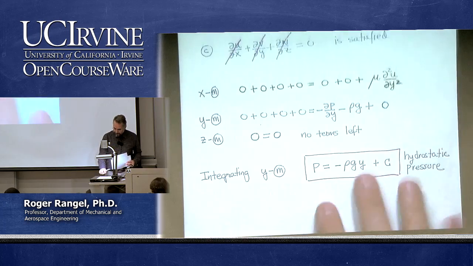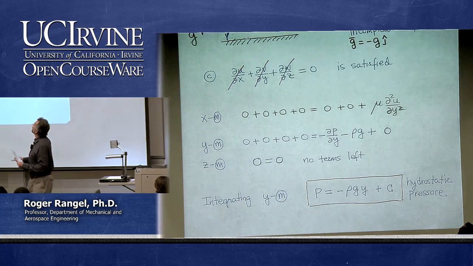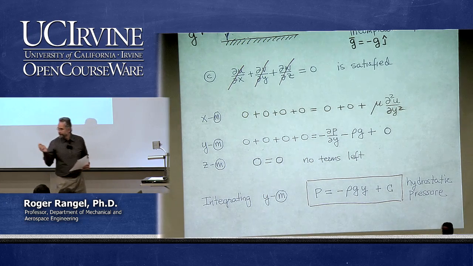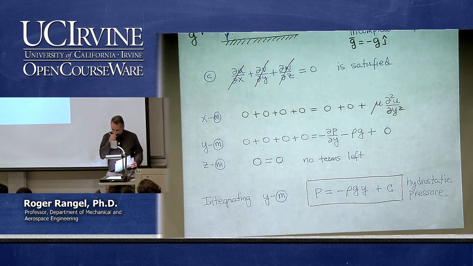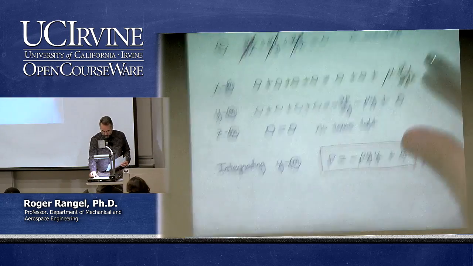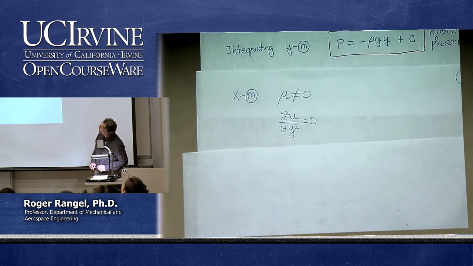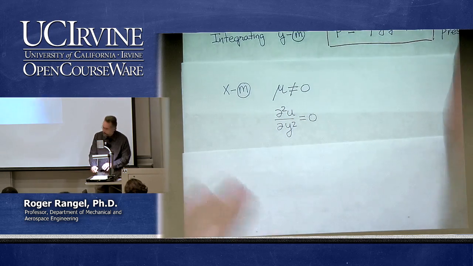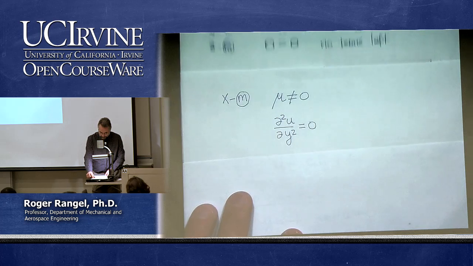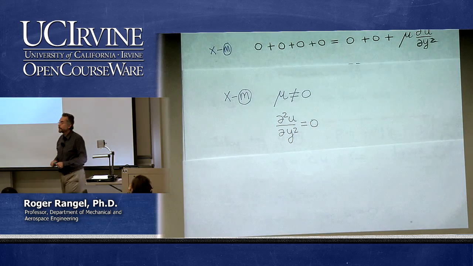Well, I can make this equal to 0 if I make the viscosity 0. If I set mu to 0, I'm done. But of course, that's not the case that I want to look at because that would put me back into potential flow theory. So I have to rule out that case. I don't want mu to be 0. And therefore, my only choice is to make the other term that appears there, the second derivative, equal to 0.